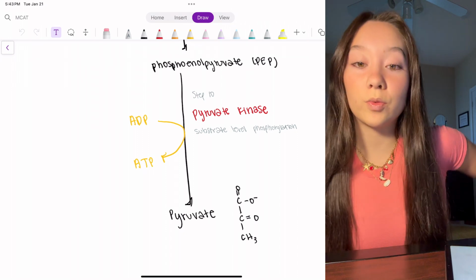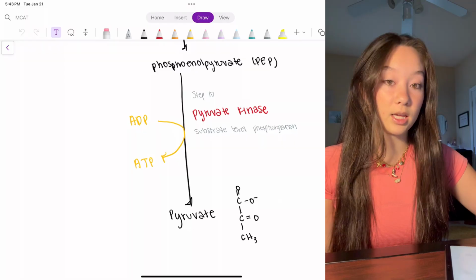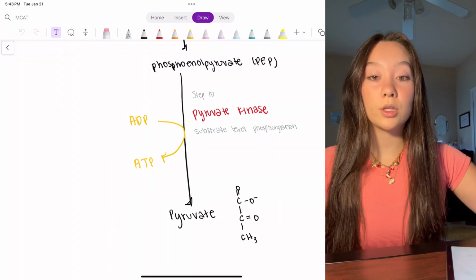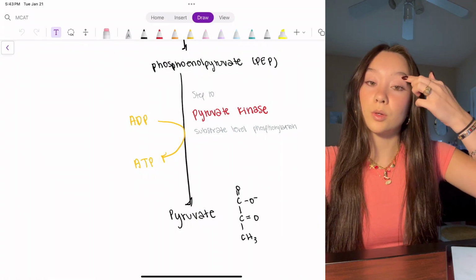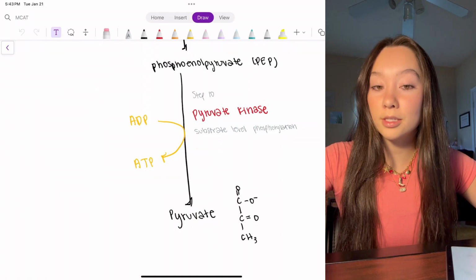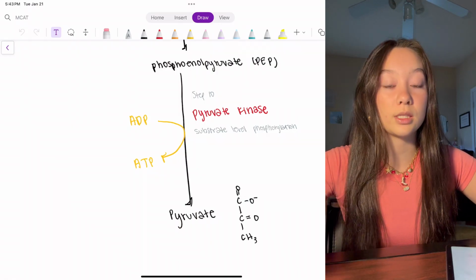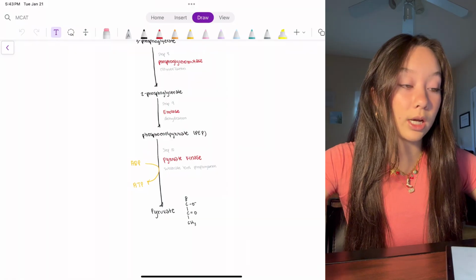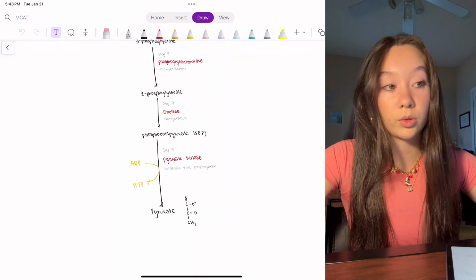Okay, we are moving right along to gluconeogenesis. We finished glycolysis and we ended at pyruvate. So gluconeogenesis is starting from pyruvate and it's going back up to glucose. So it is the exact opposite of glycolysis, and a lot of the steps are the exact same. There are 3 steps that are different that use different enzymes. So gluconeogenesis would happen if you have low blood sugar and you need to create more glucose.